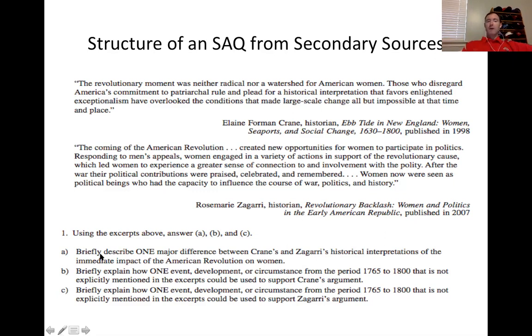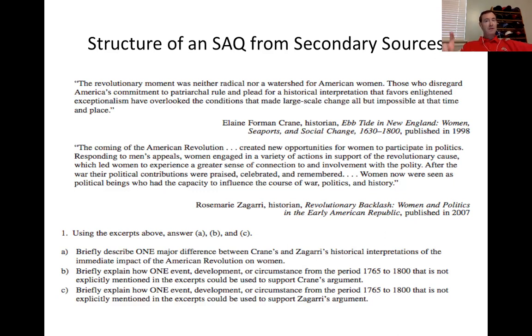First of all, briefly describe one main difference between Crane's and Zagari's historical interpretations of the immediate impact of the revolution on women. Okay? So simply stating, she thought this and she thought this without bringing comparison into it, or I'm sorry, differences, is most likely going to be an incomplete answer.